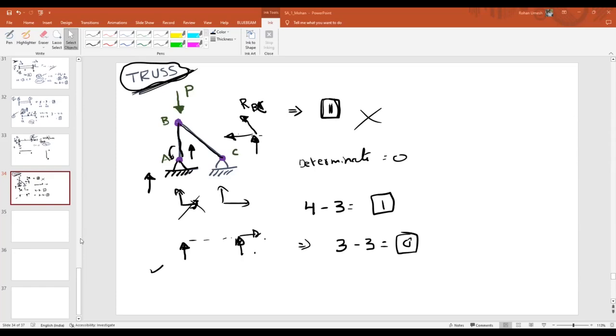Sir, if the member AB is not vertical, what will come, sir? You mean like this, isn't it? You're talking about this case? Yes, sir. But still I can say this is determinate. I will tell you why in the coming classes.